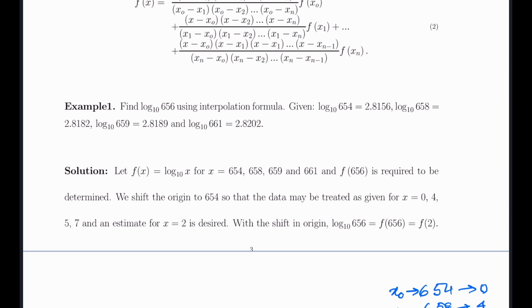Example 1. Find log 656 using interpolation formula. We are given that log to the base 10 of 654 is 2.8156. Log 658 to the base 10 is 2.8182. Log 659 to the base 10 is 2.8189 and log 661 to the base 10 is 2.8202.